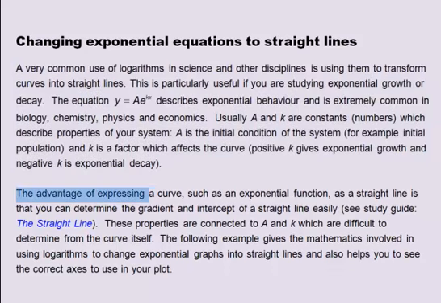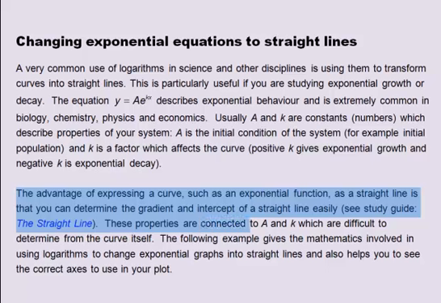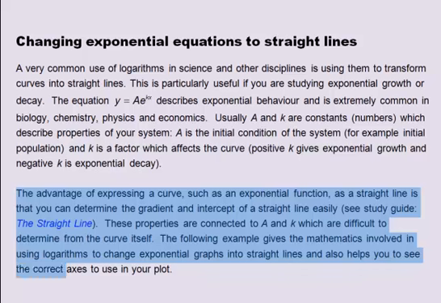The advantage of expressing a curve, such as an exponential function, as a straight line, is that you can determine the gradient and intercept of a straight line easily. See study guide, straight line. These properties are connected to a and k, which are difficult to determine from the curve itself. The following example gives the mathematics involved in using logarithms to change exponential graphs into straight lines, and also helps you to see the correct axes to use in your plot.